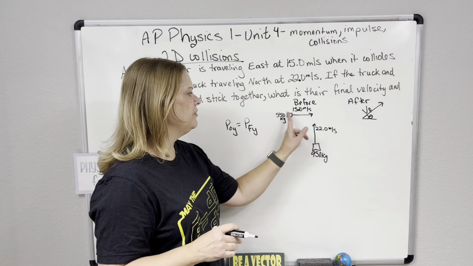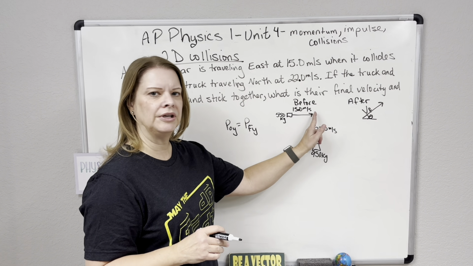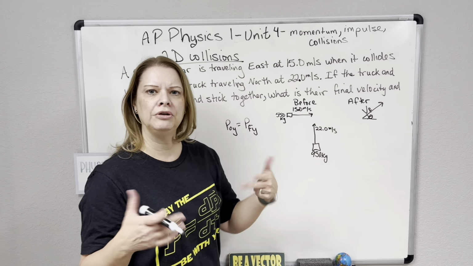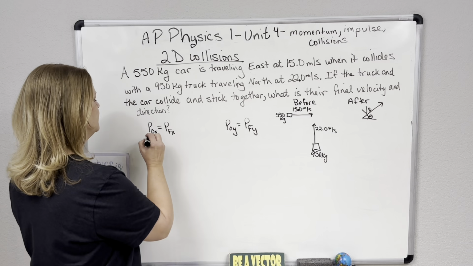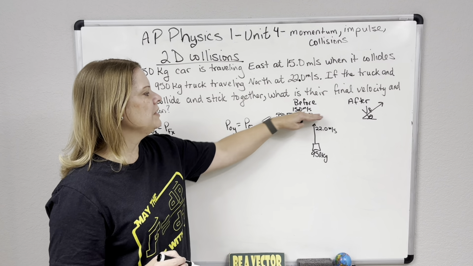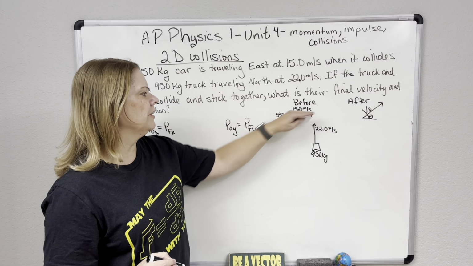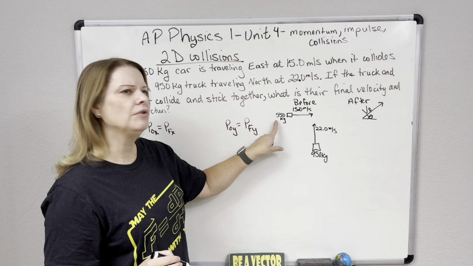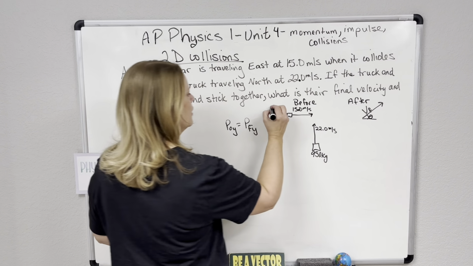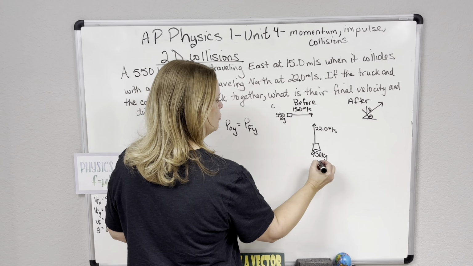You have 15 meters per second of velocity in the east direction, horizontal, and the vertical, you have 22 meters per second, and you have different masses. So here we go. Initially, we're going to look at the x. Initially, the only thing moving horizontally here is the car. So that's the only momentum in the horizontal or x direction. We'll call the car C, and we'll call the truck T.